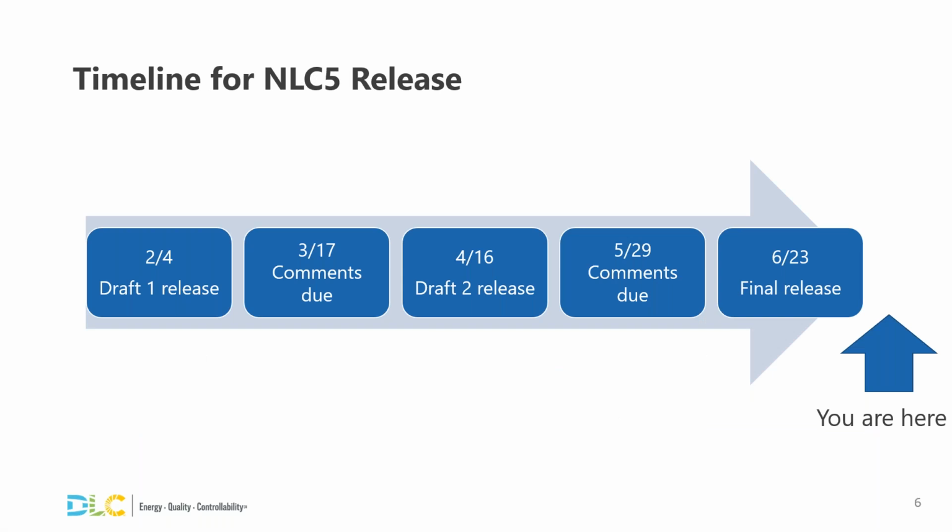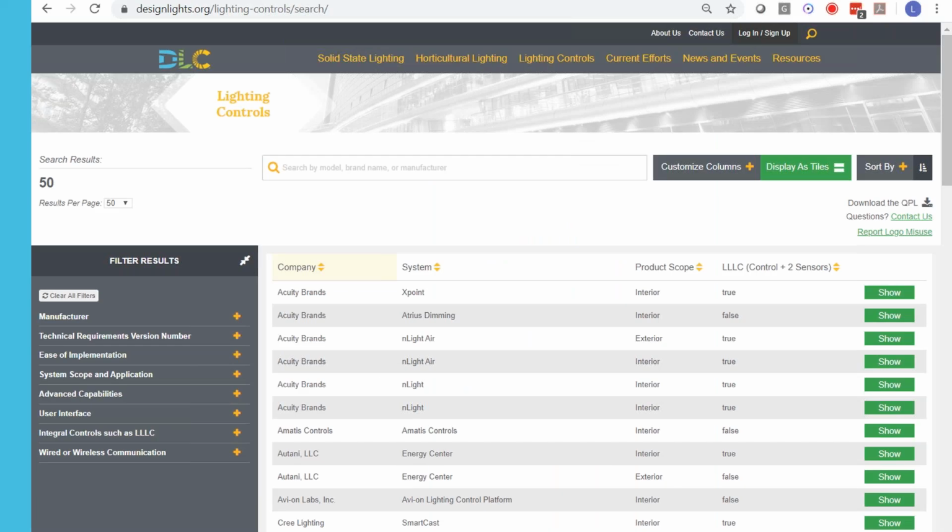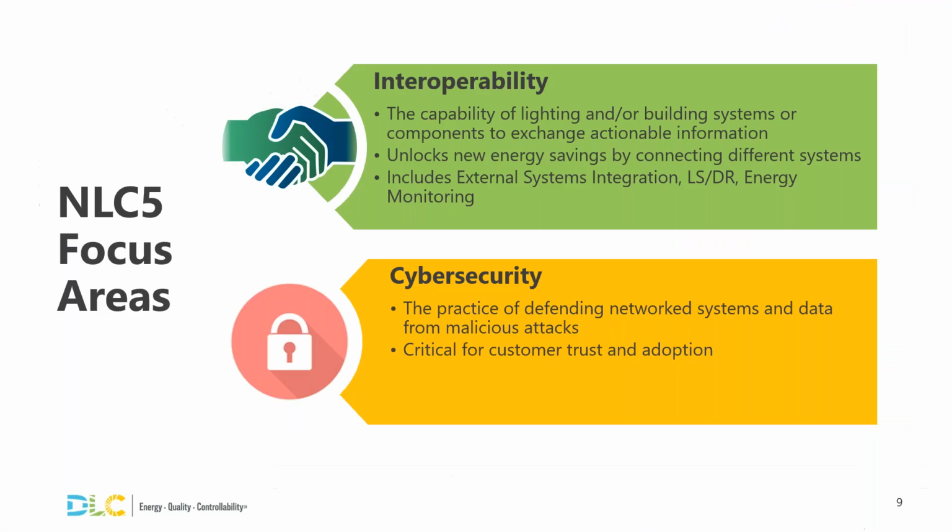We sent out the first draft of this update in early February, and comments were due in mid-March. Based on those comments, a second draft was released in mid-April with comments due in late May. Based on those comments, the final version was released on June 23rd. The technical requirement is now a 20-page document with changes from last year highlighted in yellow. There are currently 50 NLC systems on the DLC Qualified Products List that qualify for many utility incentives across North America by meeting the requirements of this technical requirement document.